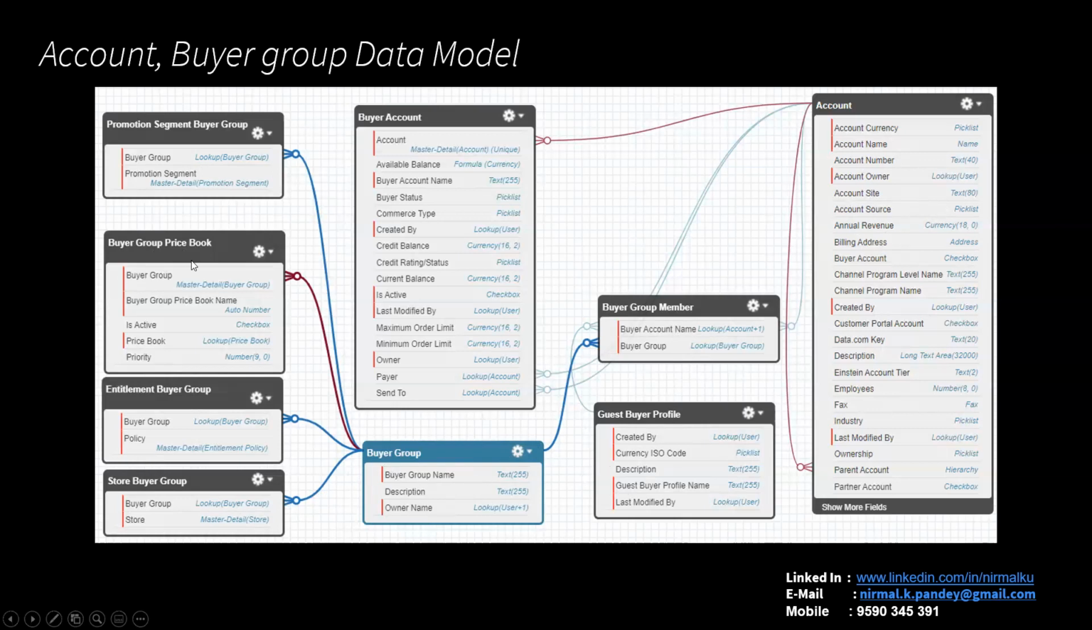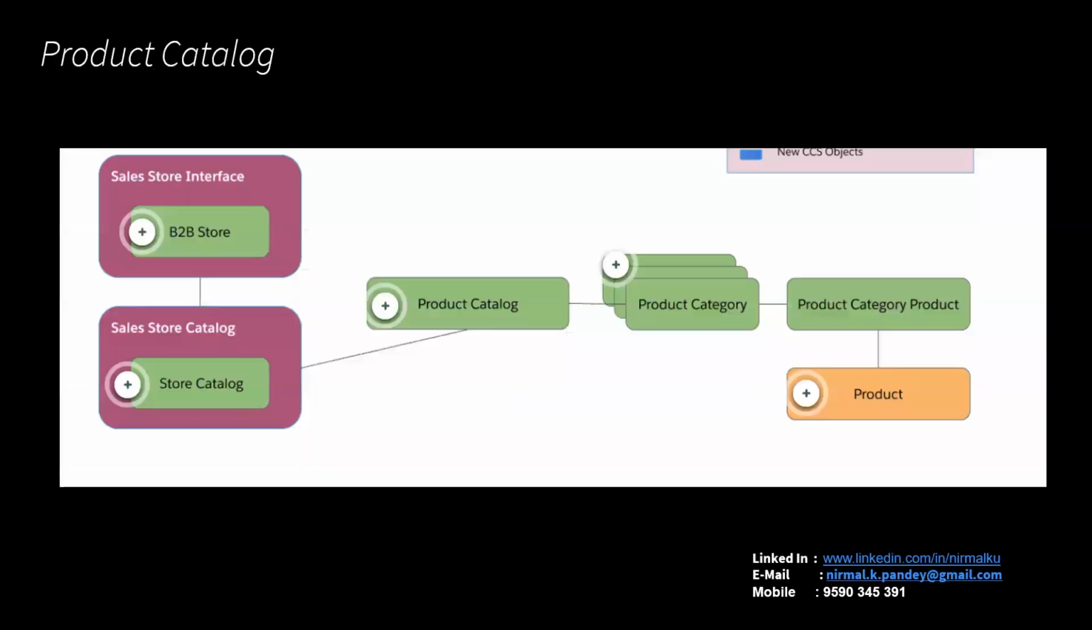Now the buyer group, like we said, is related to the promotion segment and buyer group price book. Every buyer group can have a different price book. Then for entitlement policy, you can have a different policy depending on that particular group. And obviously we have the store buyer group. So these are all relations between account and buyer group. At a high level, what you need to remember is that one account can have multiple buyer accounts, the buyer groups are associated to multiple price groups, and one store can have multiple buyer groups. This is how the data model of account and buyer group is.